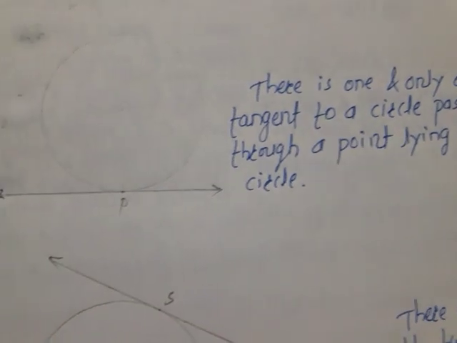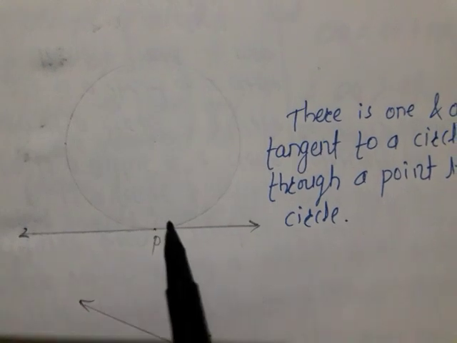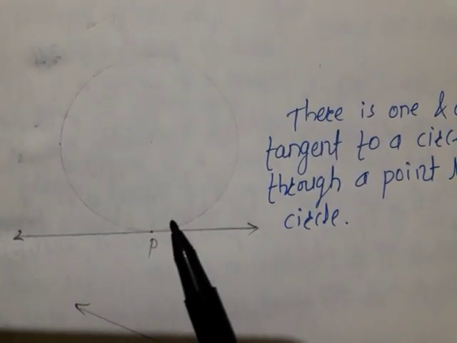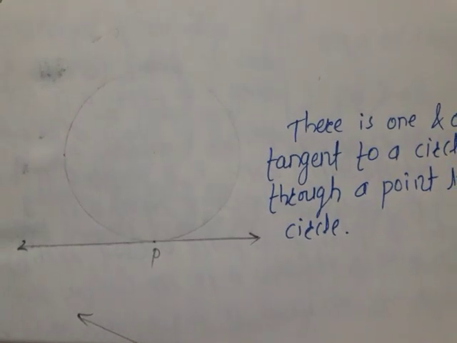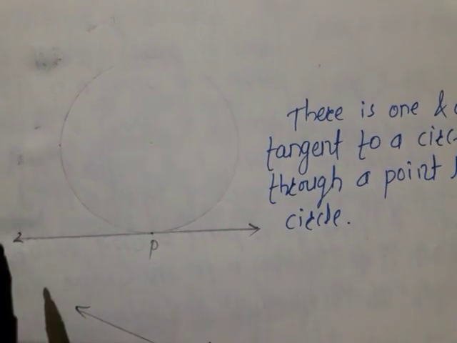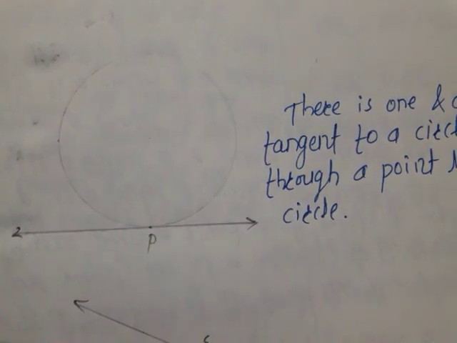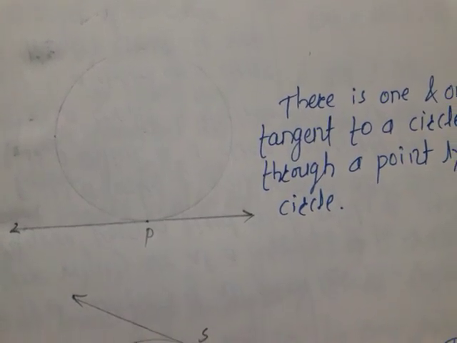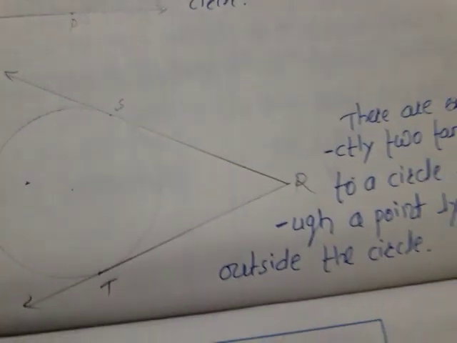If we want to draw a tangent to a circle, and that point is present on the circle, then we can draw one and only one tangent to that respective circle. Because if you observe carefully, this line intersects the circle in only one point. Means we can draw only one tangent. Okay, next, look at this figure.